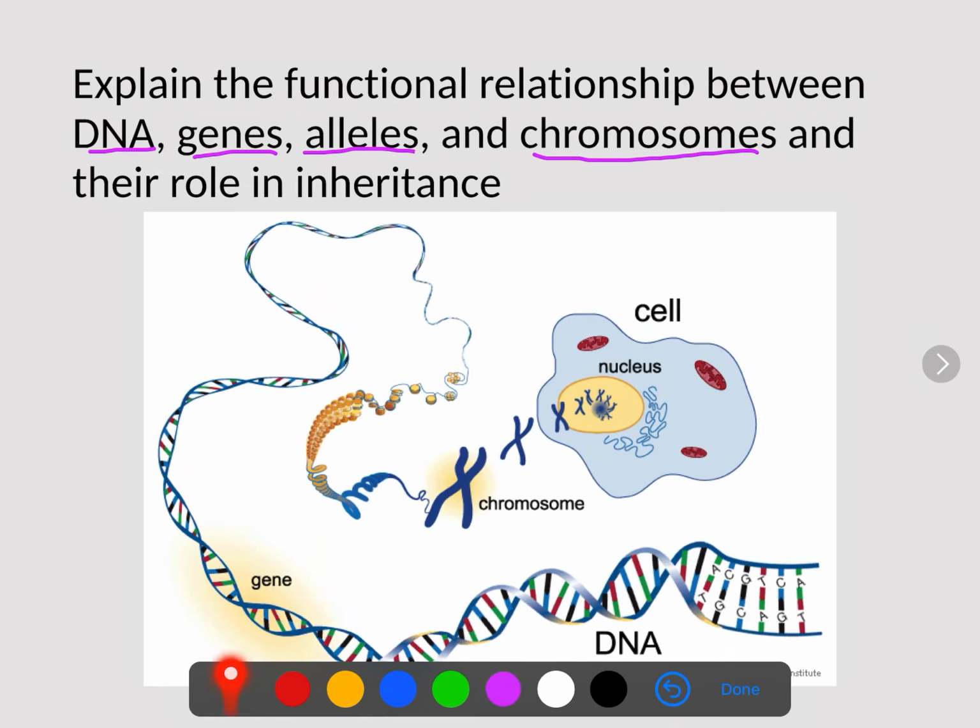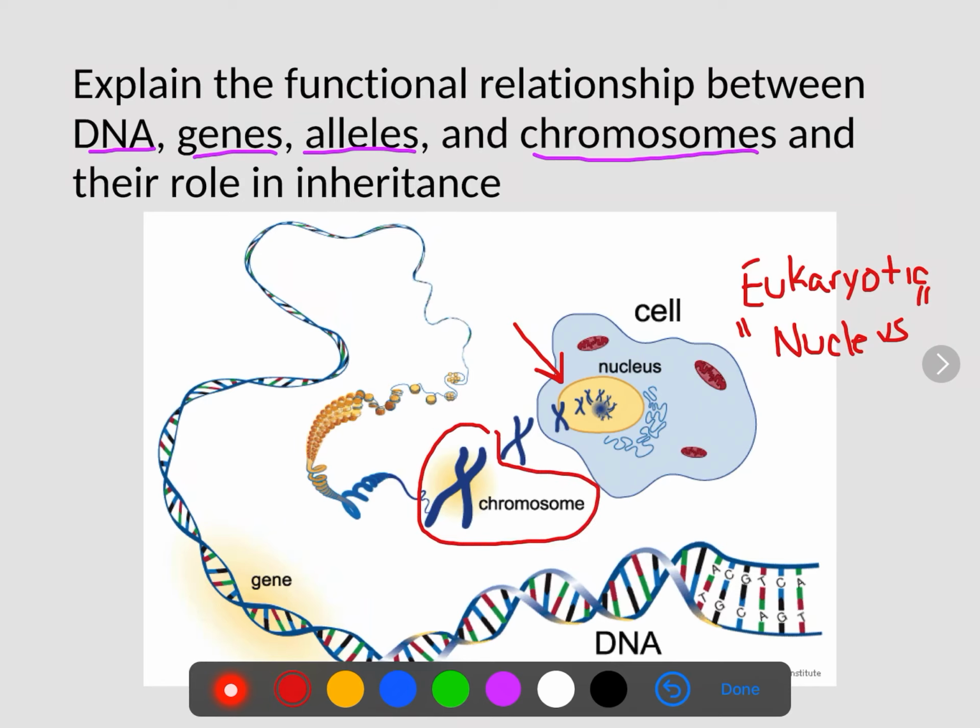So when we look here, if we have a cell, this cell is going to be a eukaryotic cell. If you remember from previous videos, eukaryotic means that they have a nucleus, or true nucleus. Now, inside of that nucleus, which is right there, we have a couple structures, and in those structures we have chromosomes. Chromosomes are the condensed version of DNA. So as we unravel that DNA, a single piece of that chromosome that codes for a polypeptide or a protein is known as a gene.